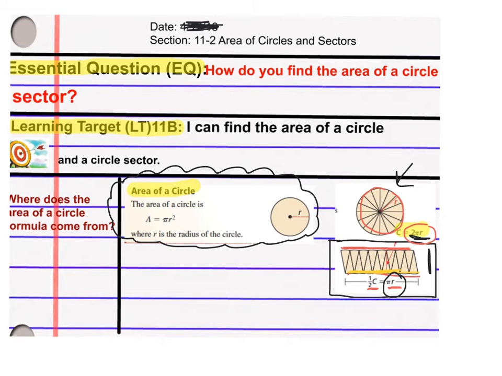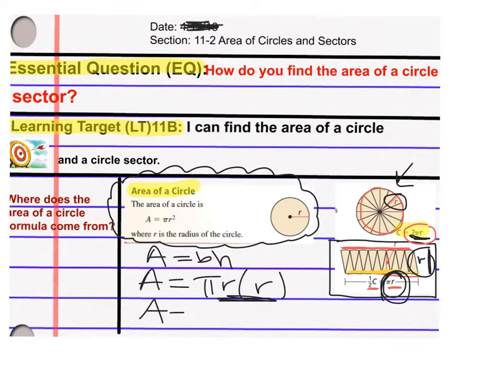The height of your rectangle or parallelogram is the radius, one of these little radiuses. So the area of a rectangle or parallelogram is base times height. The base, if you look over here, is pi r. The height is r. If I multiply pi r times r, the r times r becomes an r squared. So pi r squared. And that is where the formula that you find in textbooks and on the internet actually comes from. So I just like to show that because I think it's kind of cool.